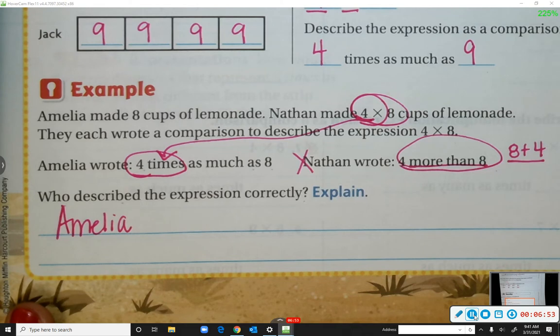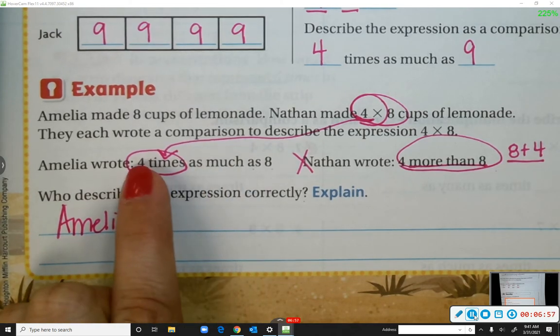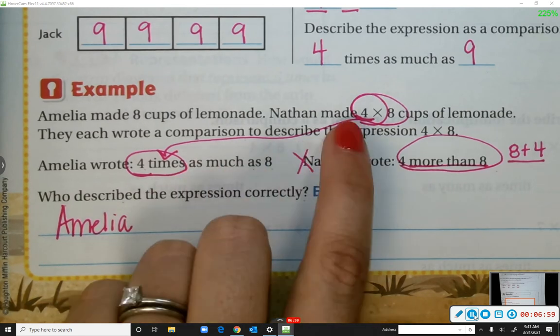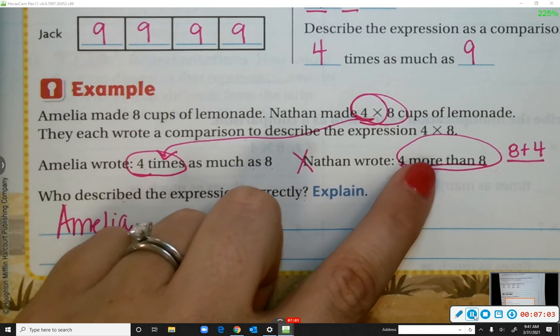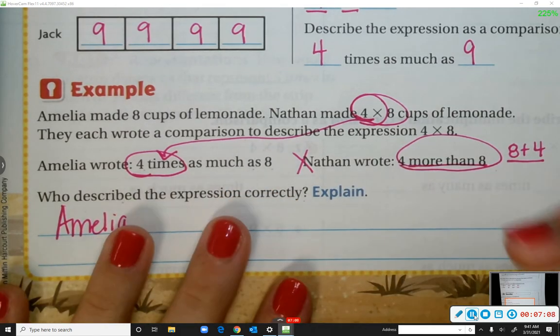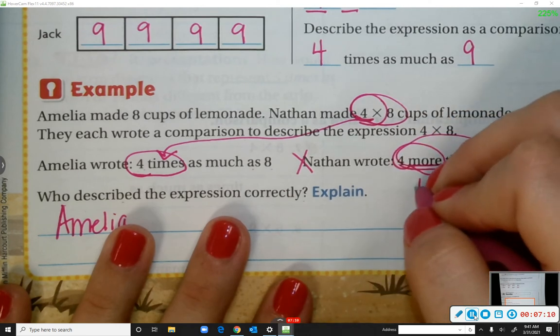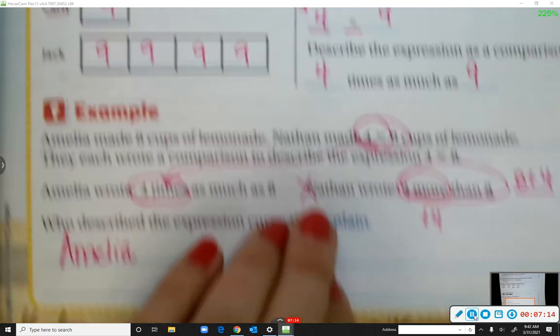Okay, and I'm not going to make you write out the explanation. I just explained it. When it says 4 times as much, you need to think multiplication. So it's 4 times. 4 more means add 4. Okay? 4 more means add 4, not multiply by 4. Okay? Next page.